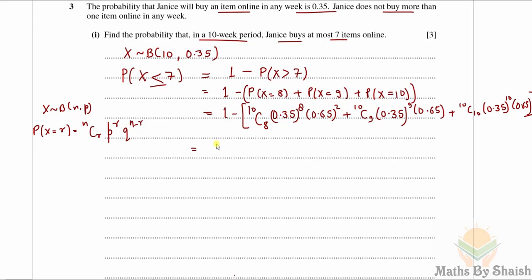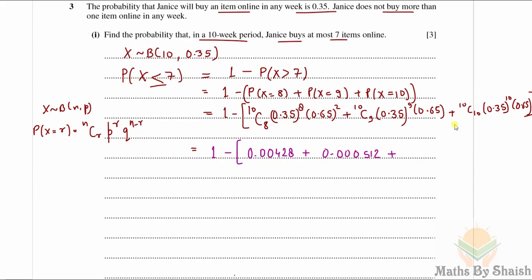So this value is going to be 1 minus the whole in the bracket 10C8 into 0.35 raised to the power 8 into 0.65 raised to the power 2. From the calculator it is coming 0.00428 till 3 significant figures, plus 10C9 into 0.35 raised to the power 9 into 0.65, it is coming 0.0005123, so till here, plus this value 10C10.